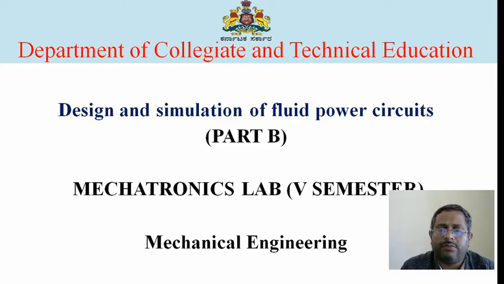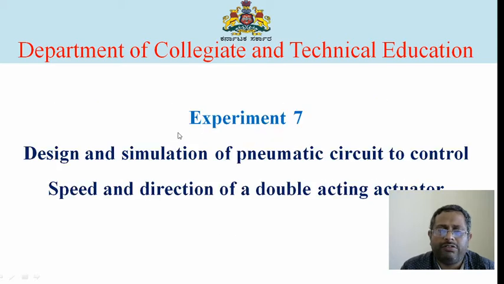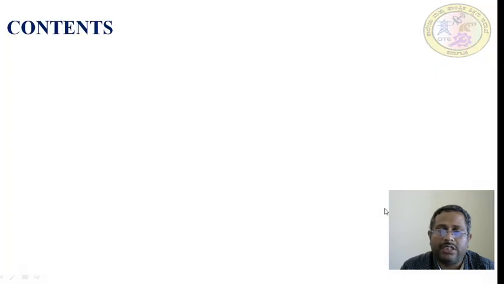In Mechatronics Lab, today we'll perform the experiments on design and simulation of fluid power circuits as part B experiments. In that, today we'll perform design and simulation of a pneumatic circuit to control speed and direction of a double acting cylinder or double acting actuator. This experiment goes like this. First, we'll see what is the objective to perform this experiment.